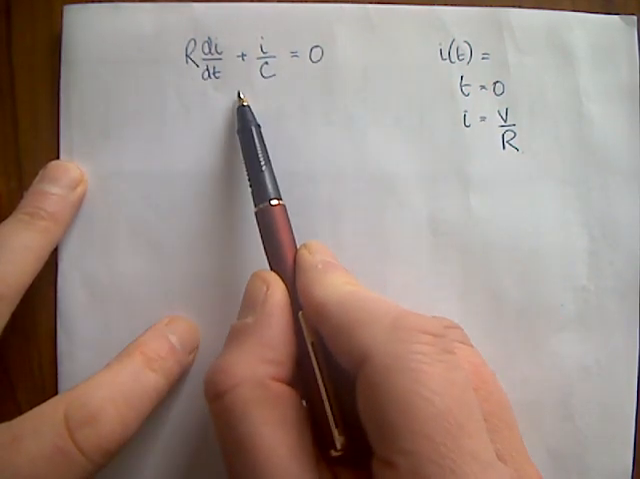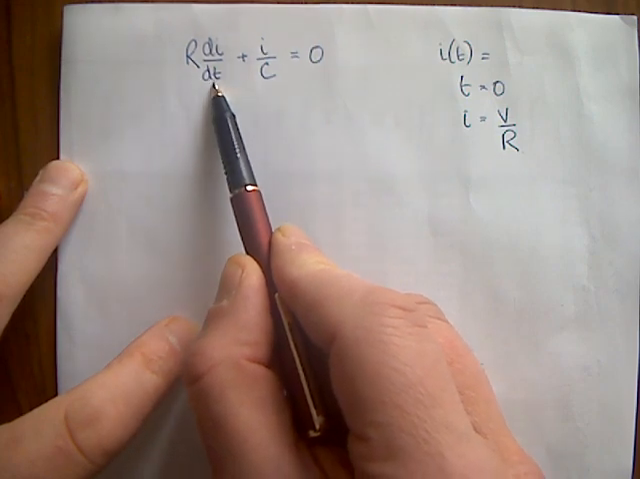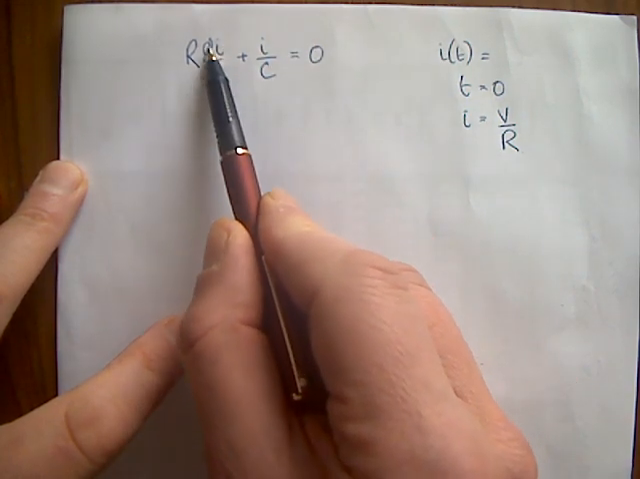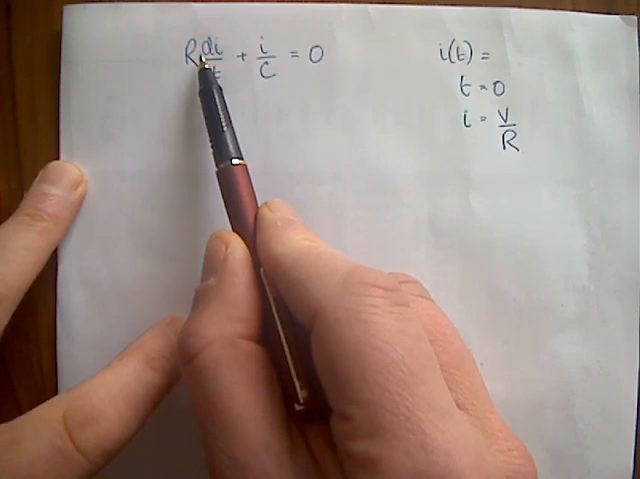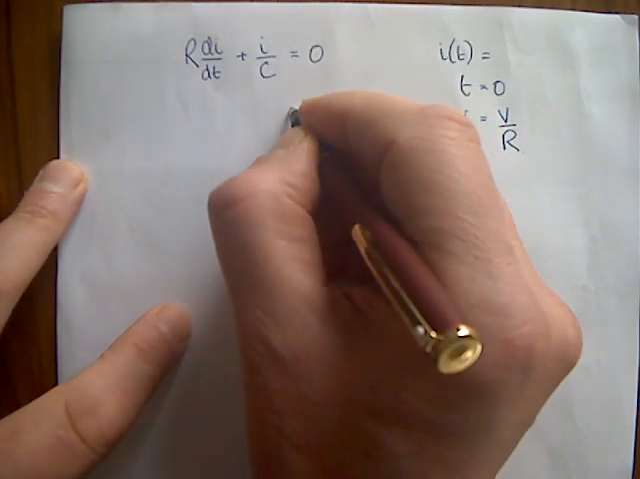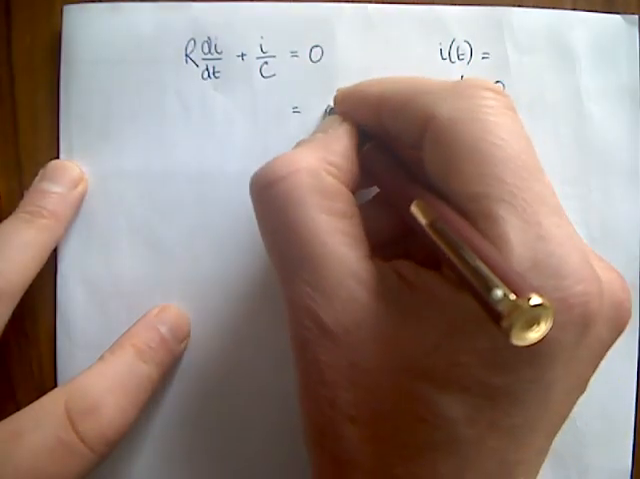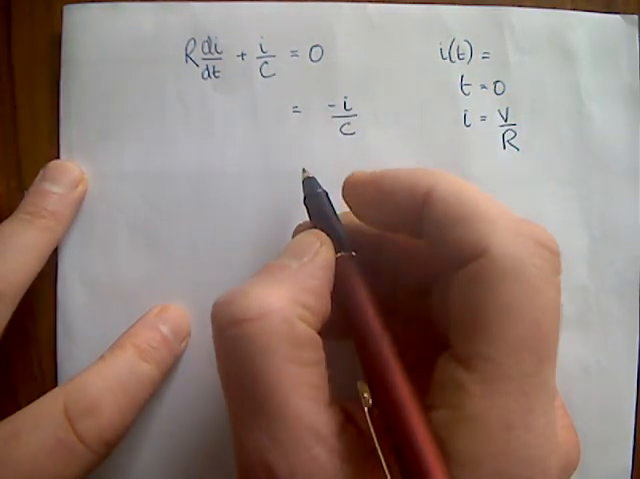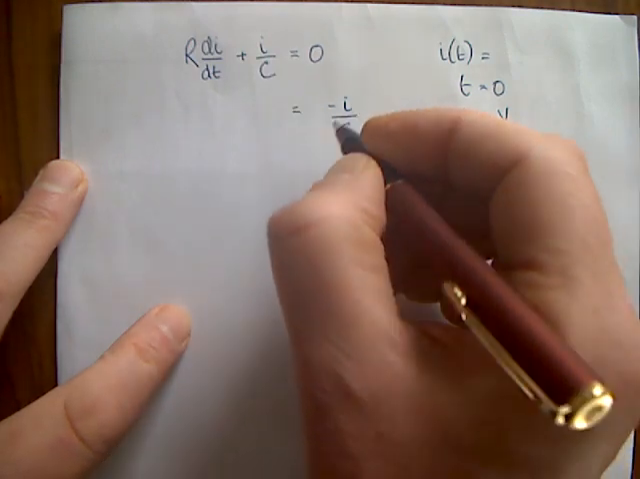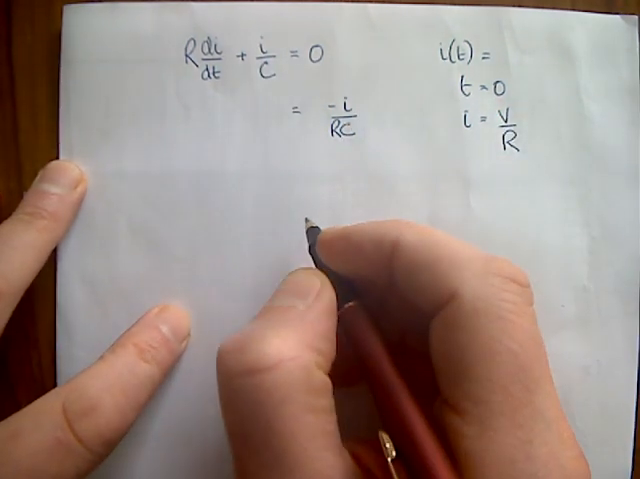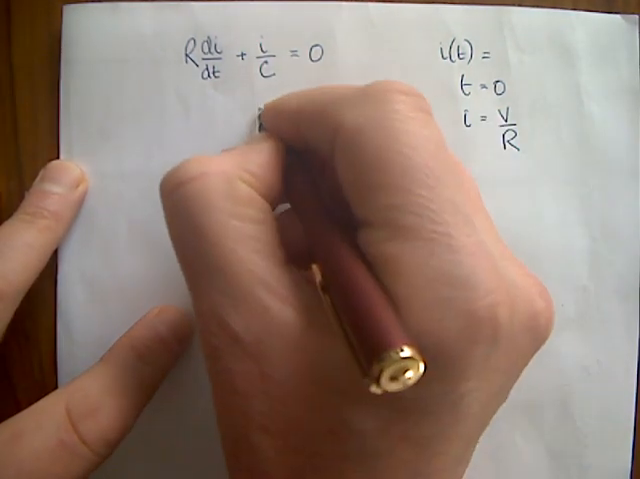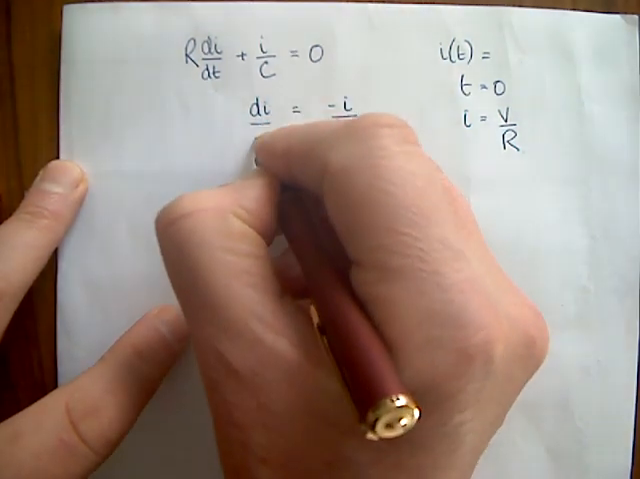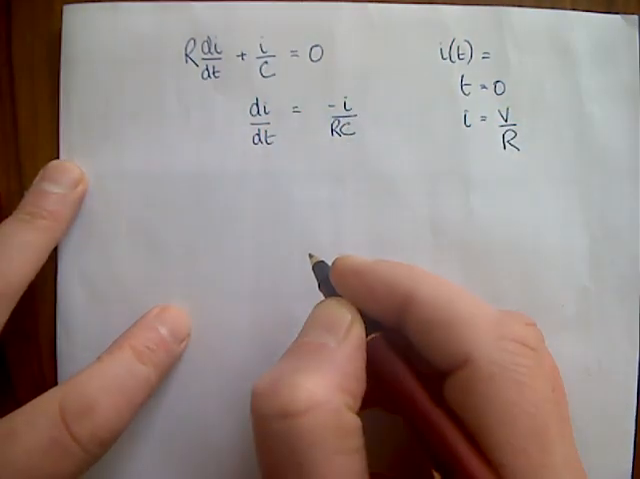But you can't just integrate it like it is. You have to put the dt's on one side and the di's with the i's on the other. So the way to do this is to move the I over across. I'm going to divide by the R as well. I'm going to put that down there. So I've got di/dt equals that.